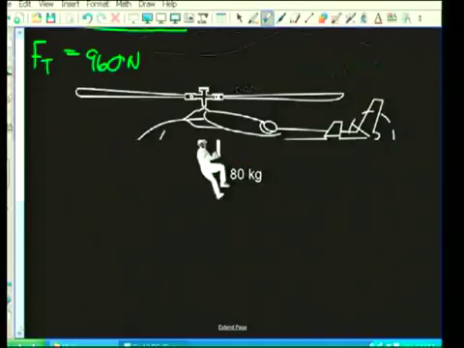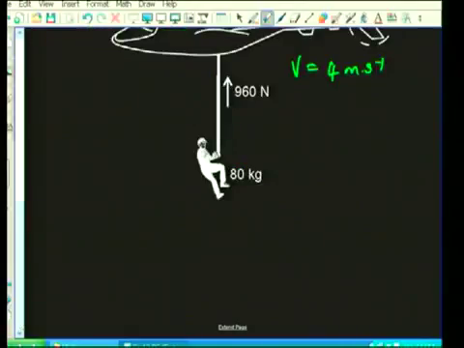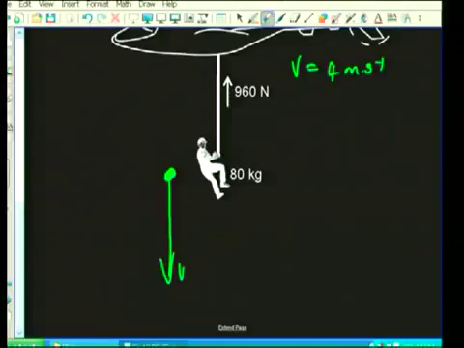Okay, so let's go back to the diagram quickly. With my man, he is my object, okay? Cable's going up, that's easy. We've now got to say to ourselves, okay, he's a man, he has mass. That means he has to have weight. So his weight's going to act down.